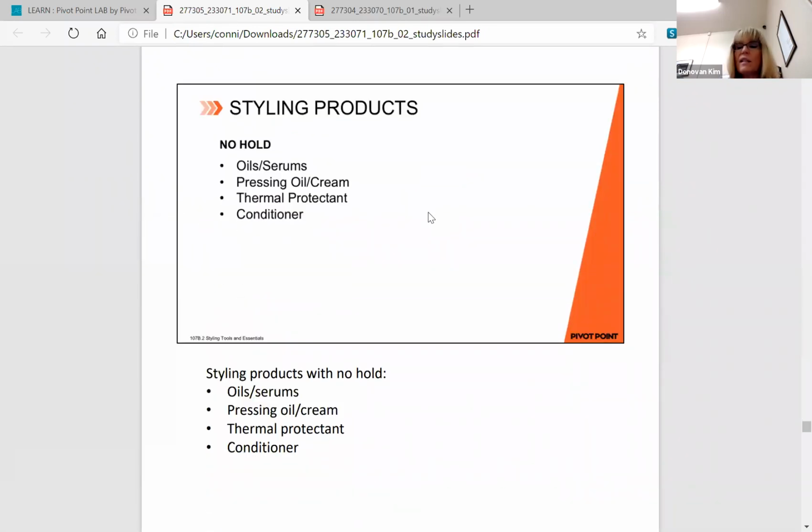So these things here are stuff that's put in hair that has no hold whatsoever, but they do have a purpose, like an oil or a serum. This is going to smooth down the cuticle. It's going to help control frizz. It's just going to give you more control over the hair. It's going to feel good on the hair itself, but it's not going to repair anything. It's not going to give you any hold. It usually makes it pretty shiny too.